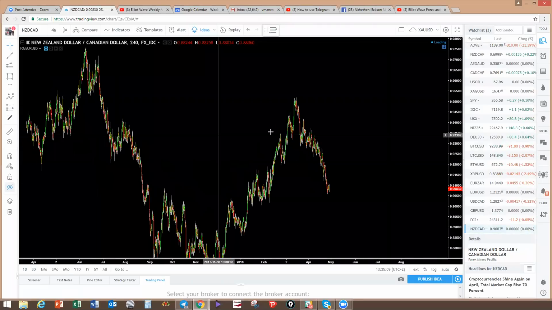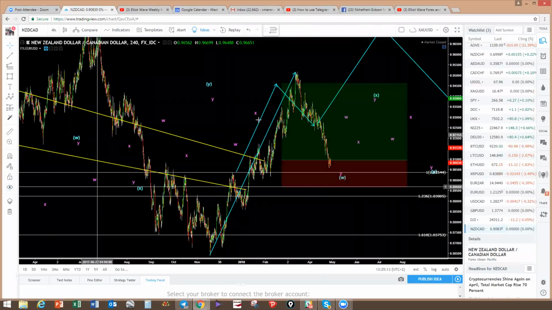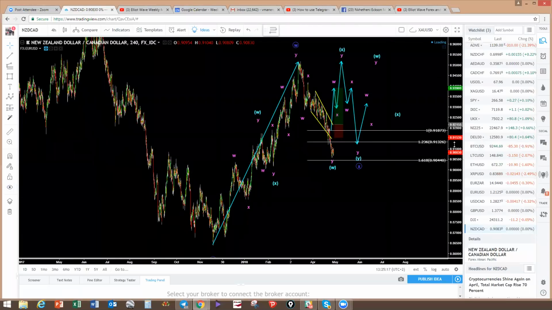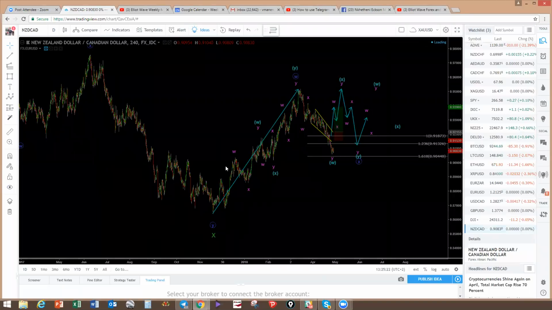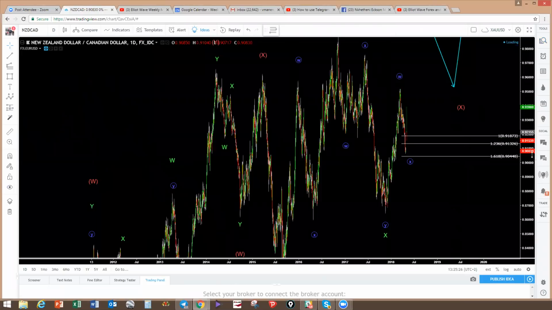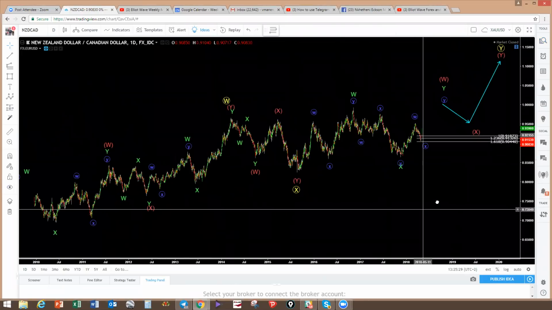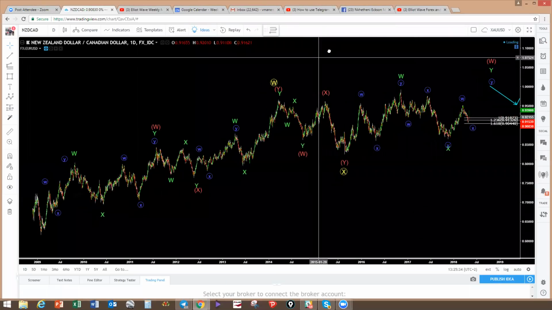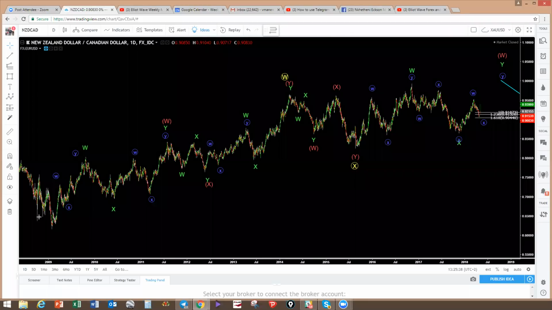Okay, let's look at New Zealand CAD. So, New Zealand CAD, I have to show you the daily first, and see what we're looking at. So that's the whole structure on the New Zealand CAD that we're looking at.